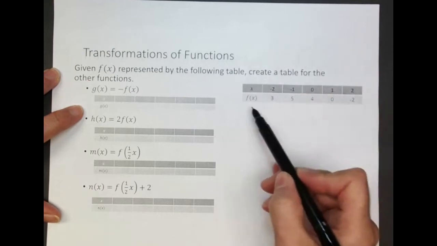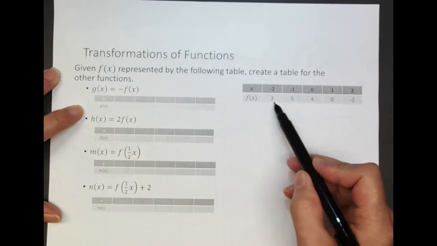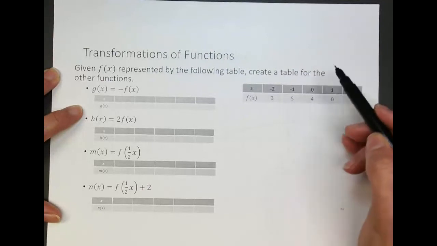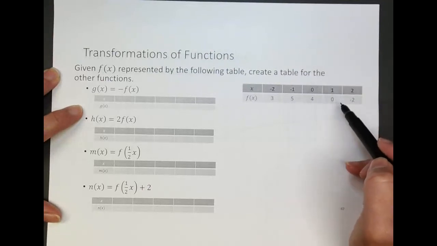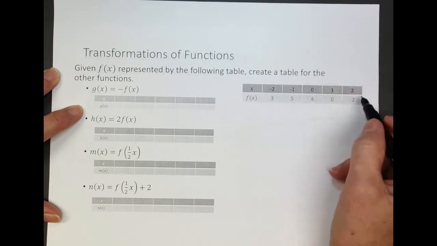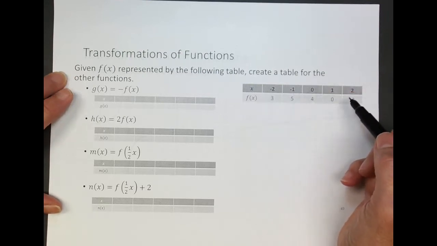Say this is a function here, f of x. When the input is -2, the output is 3. When the input is -1, the output is 5. Input of 0, output of 4. 1 results in 0, and 2 results in -2. So there's a table with some inputs and some outputs of some function, f of x.